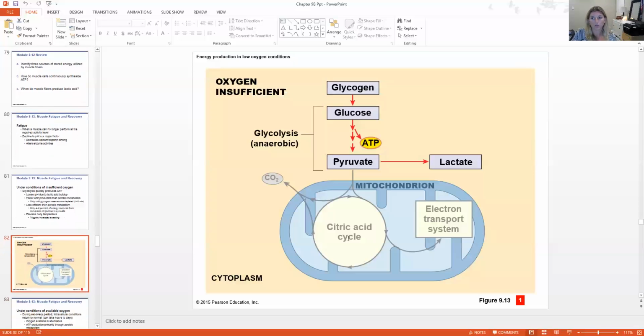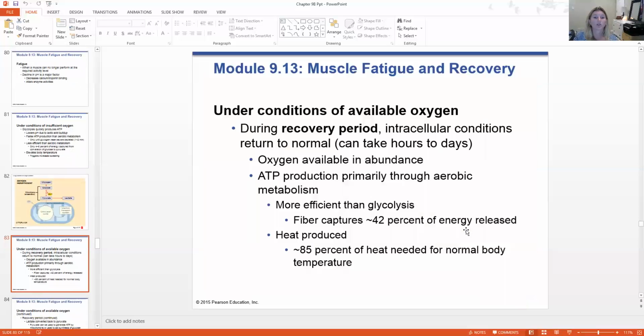Our overall homeostatic mechanisms. In insufficient oxygen, glycogen is being converted to glucose. Glucose is being converted into pyruvate. Pyruvate's being converted into lactate. We're not dealing with the mitochondria when we don't have oxygen. Under conditions where oxygen is available, like during a recovery period, intracellular conditions will return to normal. It can take hours or days.